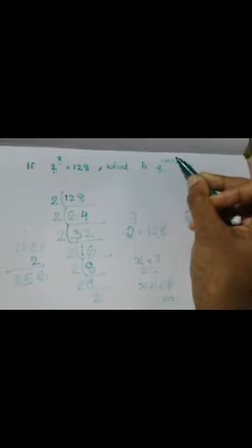8 2s are 16. Carry 1. 2 2s are 4. 4 plus 1, 5. 1 2s are 2. 256 is the answer of 2 raised to x plus 1. Okay?